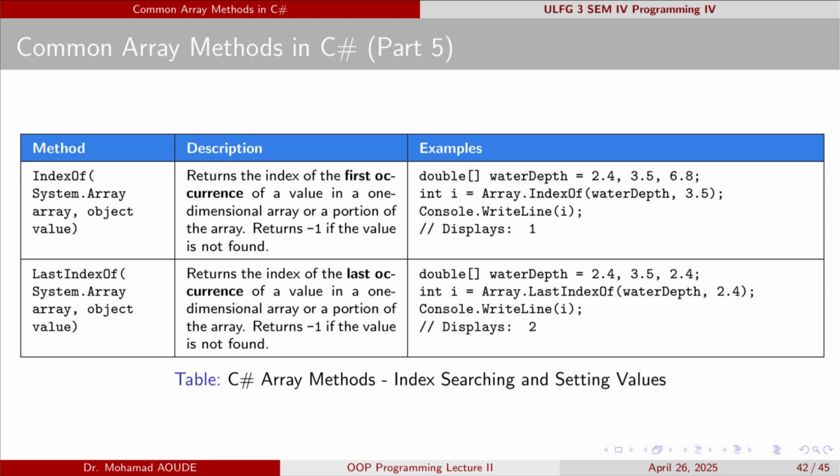Here we focus on searching inside arrays. IndexOf finds the index of the first occurrence of a given value. If the value doesn't exist, it returns -1. LastIndexOf works similarly, but finds the last occurrence instead. These methods are essential for searching and handling duplicates inside arrays.